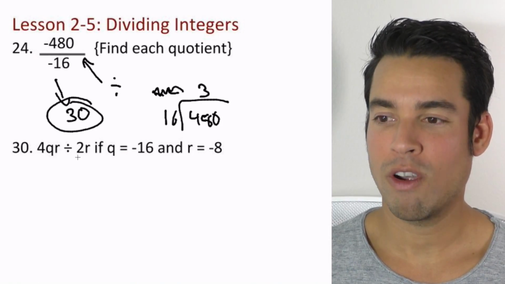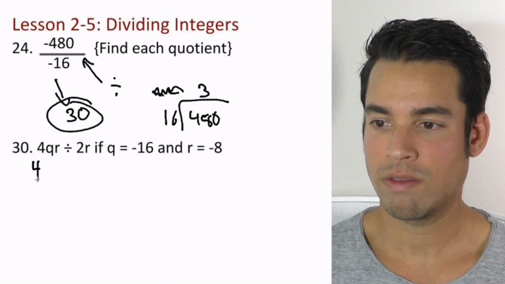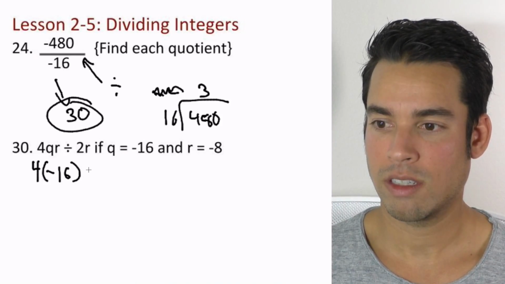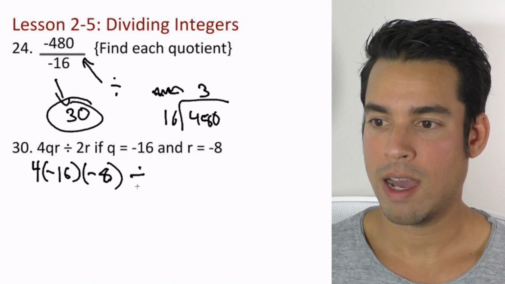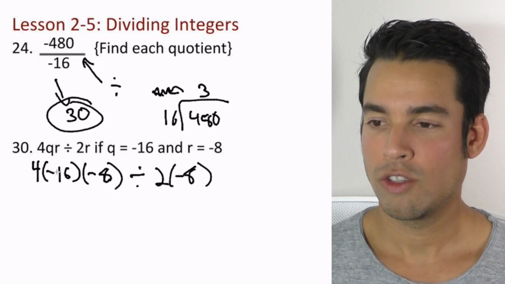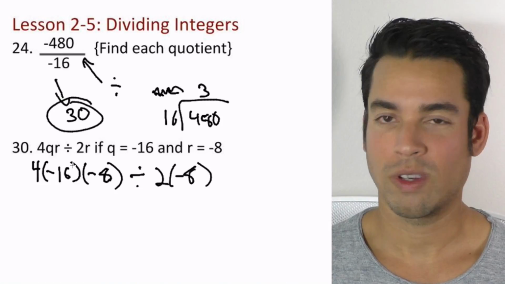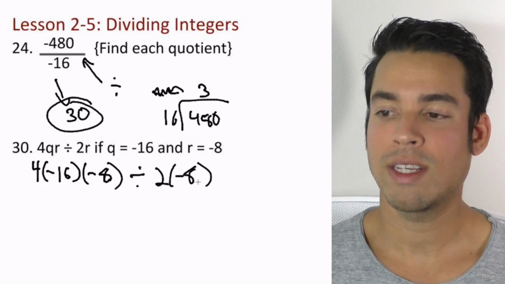So we have 4QR divided by 2R, and we're gonna plug and chug here. So let's go ahead and plug in these values. Remember, we just replaced the Q with a negative 16, just like this, and that R is replaced with a negative 8, divided by 2 times negative 8. Now notice, we again here have two negatives. Two negatives in this same sort of multiplication string, they cancel out. So this is all going to be positive, but 2 times a negative 8, that's going to be negative.